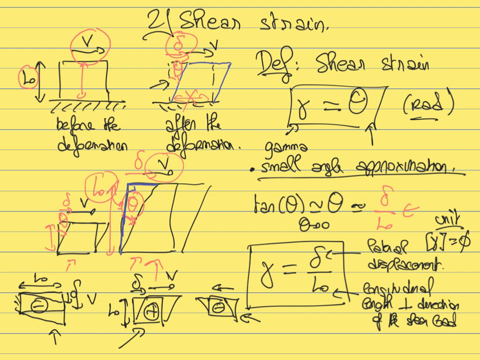So now that we have defined the stress in the previous chapter, and now we have defined the normal strain and the shear strain, which is a way to quantify the deformation, what we are going to see in the next section is how those two things are related. What is the relationship between the stress and the strain.